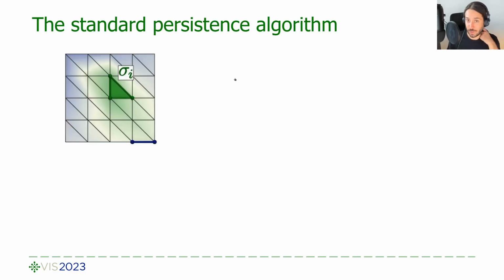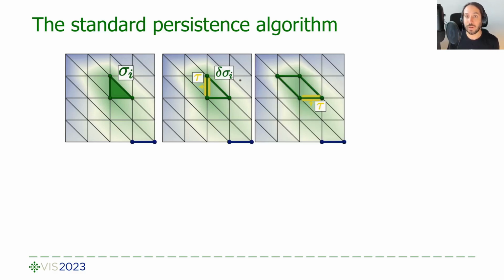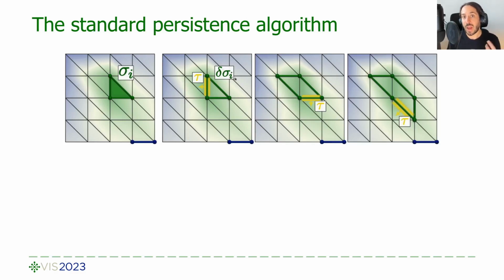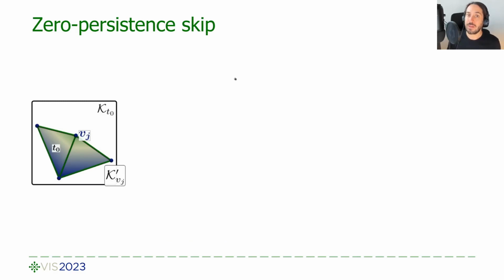This process is shown here for triangle sigma_i. We consider its boundary, and we grow it by selecting at each time the highest edge tau of the cycle, here in yellow. Next, the cycle is extended by adding the cycle associated with tau. In this example, tau was paired with the adjacent triangle on the left, so we just added its boundary. We continue this process until we find an unpaired edge here in blue, and we pair it with the input triangle sigma_i.